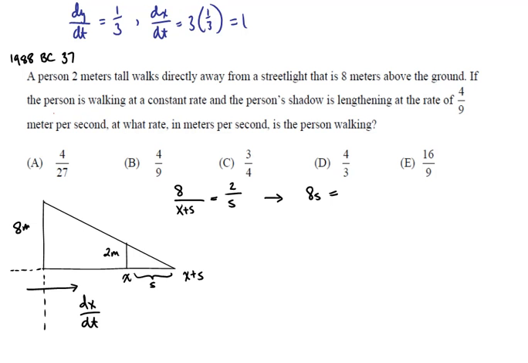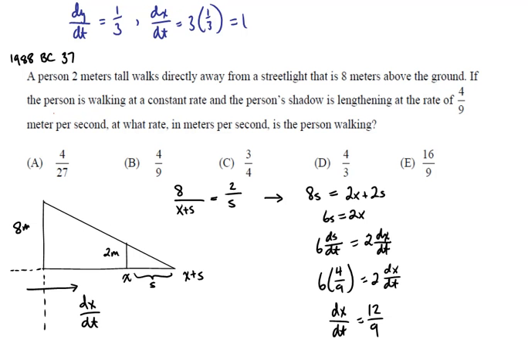And we can cross multiply to get 8s is equal to 2x plus 2s. Combine like terms. 6s is equal to 2x. Now we can differentiate with respect to time. 6 ds/dt is equal to 2 dx/dt. The rate at which the shadow lengthens is ds/dt, or 4/9, and dx/dt is what we're trying to solve for. And that ends up being 12/9, or 4/3 meters per second, which is choice D.